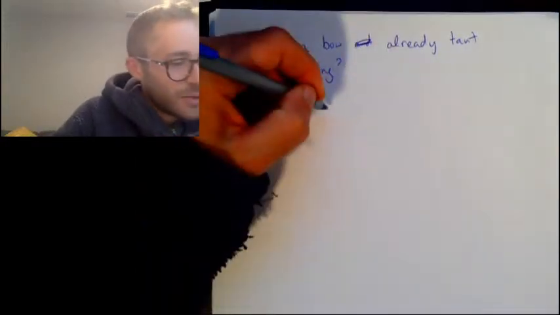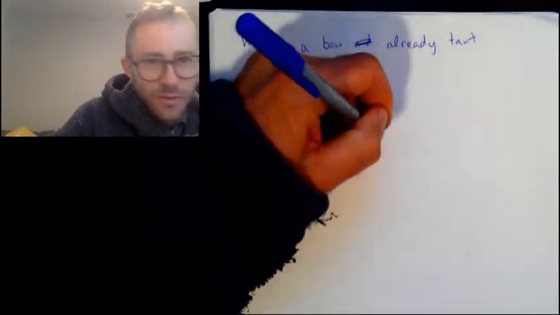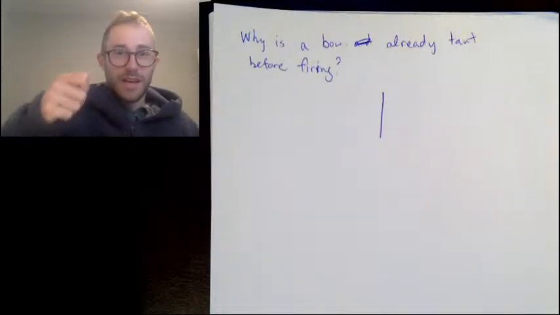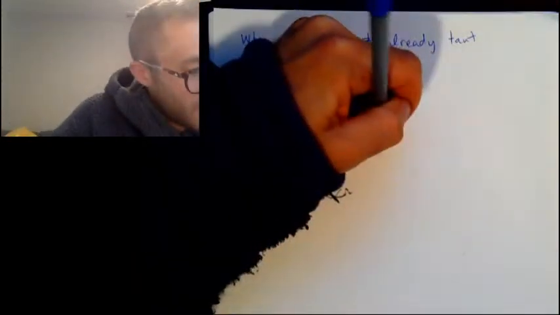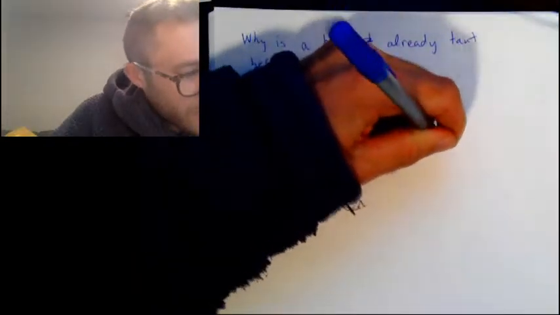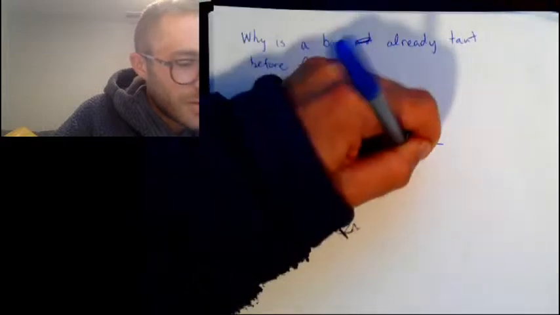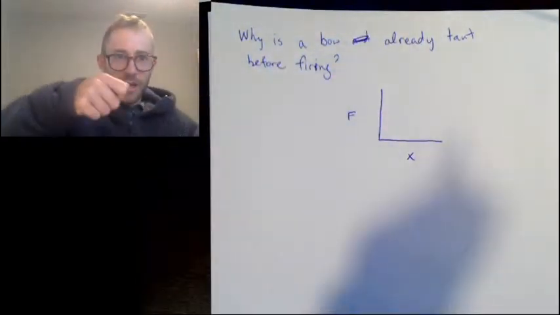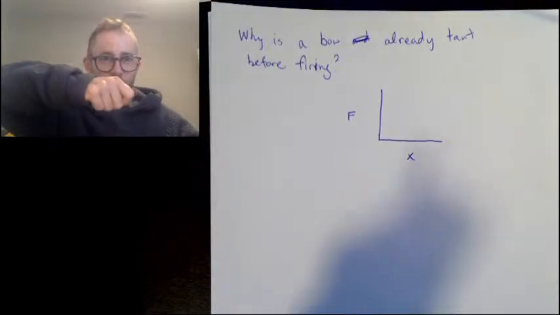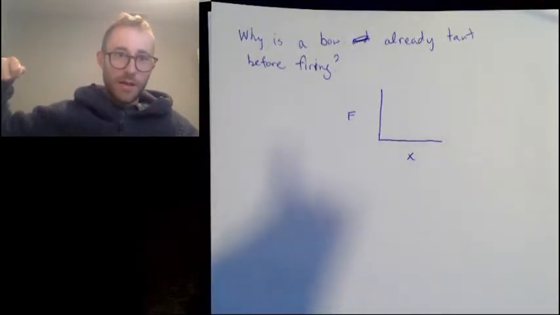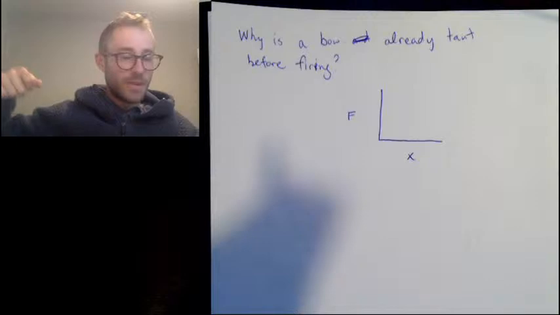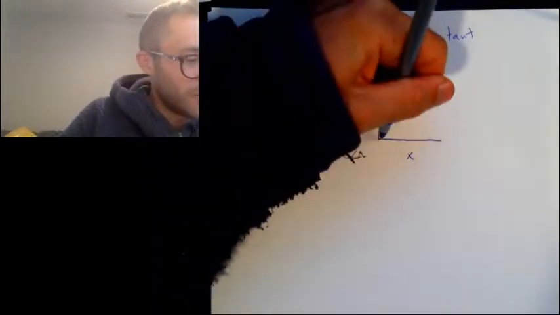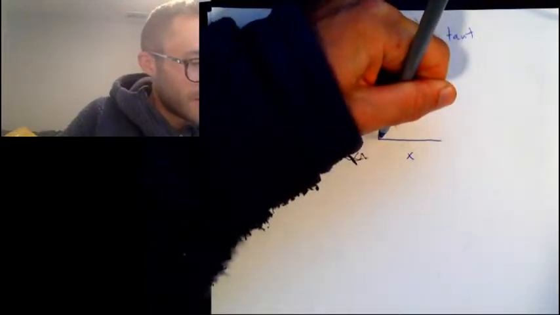If we think about it, let's suppose that the bowstring began flimsy. What would the force versus displacement graph look like? If the string begins flimsy, then it takes almost no effort to pull it back initially. So the force versus displacement kind of looks like this.